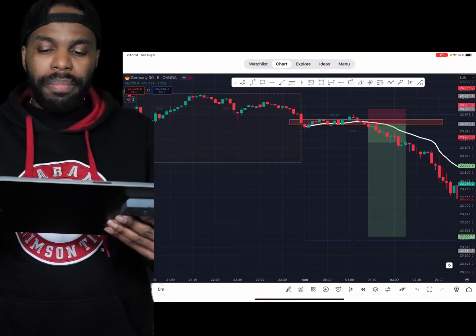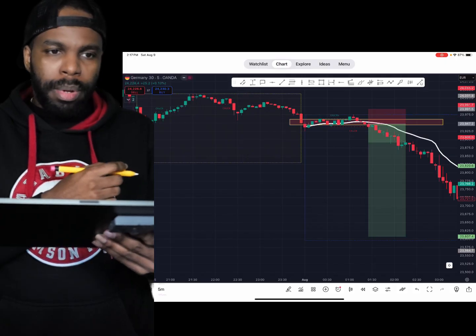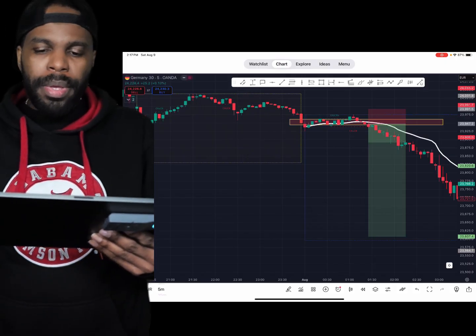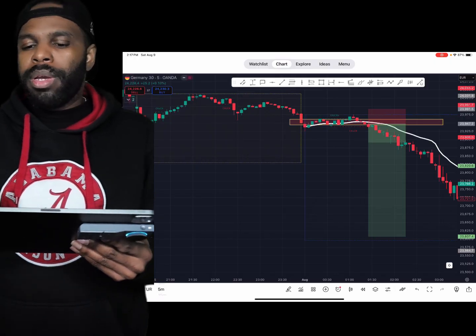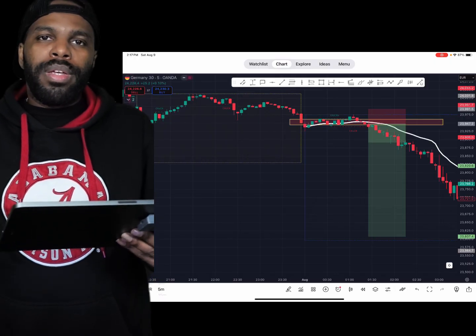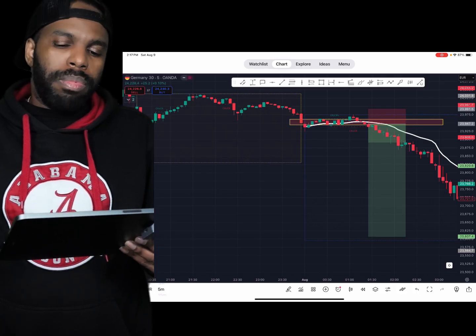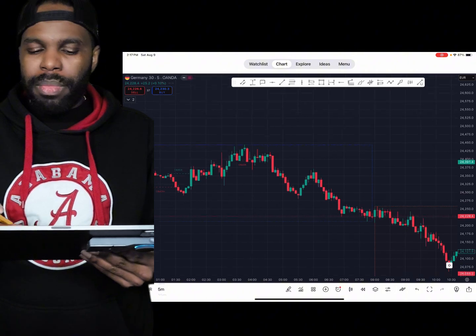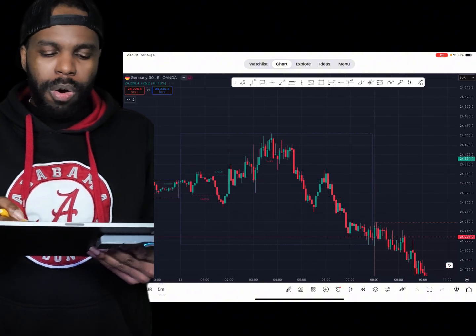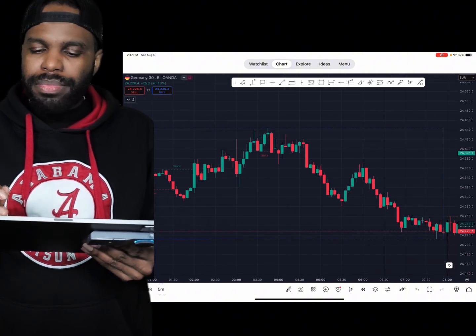It's that simple. You put on your breaker block, you put on your anchor VWAP, and if you can see a session sweep, that's even better. And you just get in the trade on the break of the breaker block and the break of the VWAP, and that's it. That's how simple the strategy is. Literally, that simple. That's all you got to do. Okay, let's do another one.